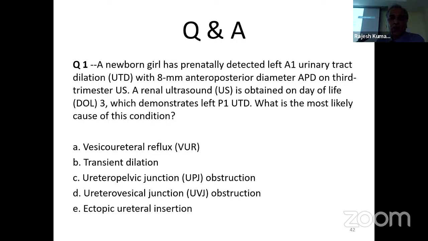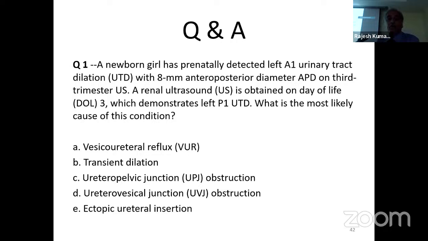A newborn girl has prenatally detected left A1 UTD with 8 millimeter anteroposterior diameter, APD, on third trimester ultrasound. A renal ultrasound is obtained on day of life 3, which demonstrates left P1 UTD. What is the most likely cause of this condition?